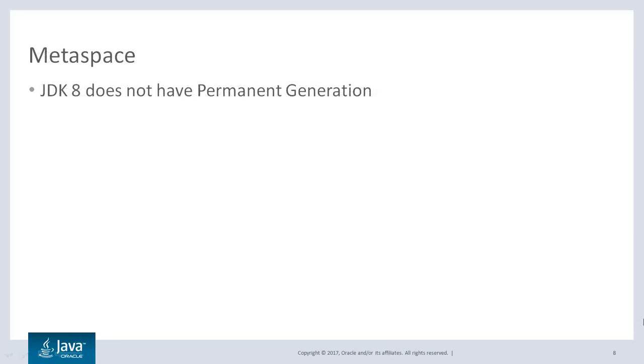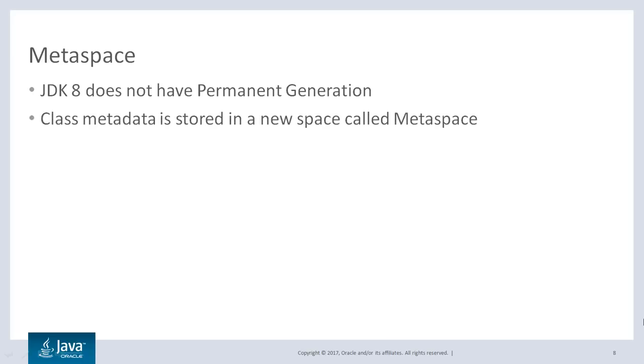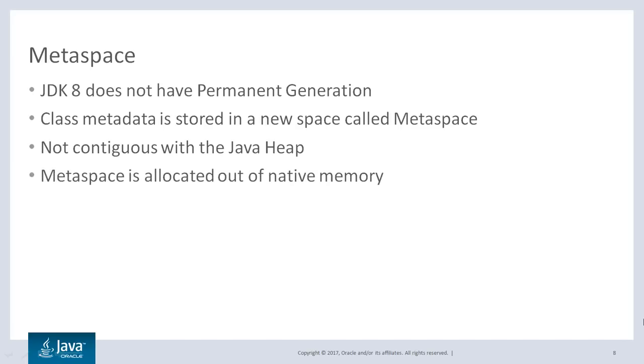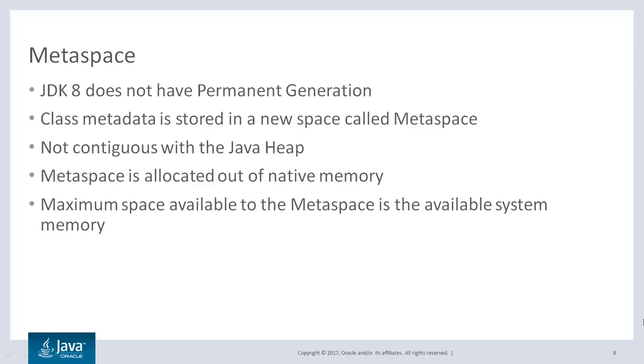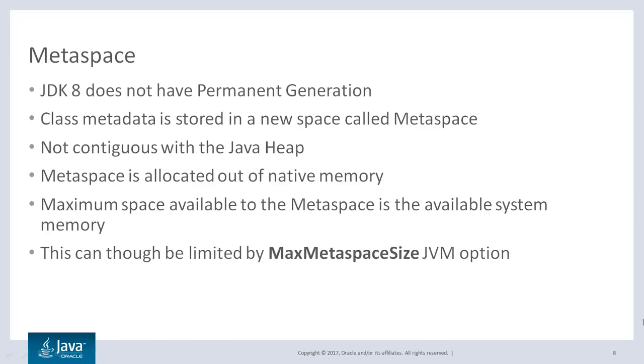Since JDK 8, the JVM does not have the permanent generation. It has been replaced with a new space called the metaspace. Classes and their metadata are stored in this new space. Unlike PermGen, it's not contiguous with the Java heap. Metaspace is allocated out of native memory, and since it is allocated out of native memory, the maximum space available to it is the whole of system memory. But we can limit it using the JVM option MaxMetaspaceSize so as not to allow classes in a single JVM process to accidentally use up the entire system memory.